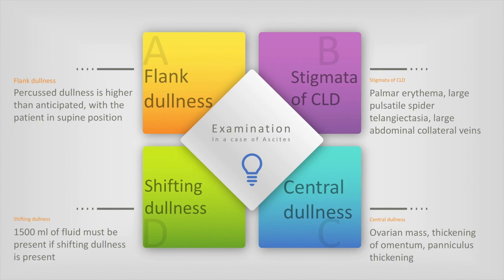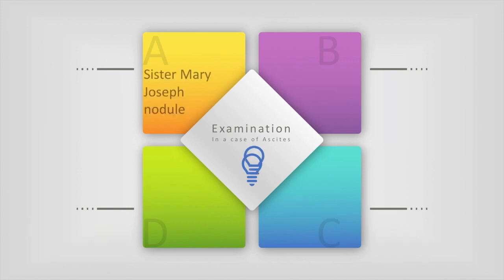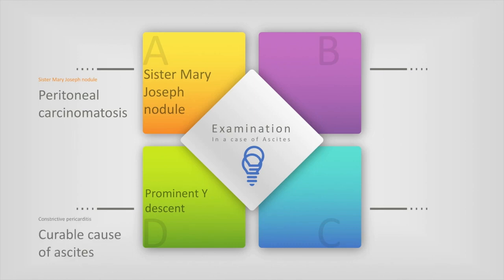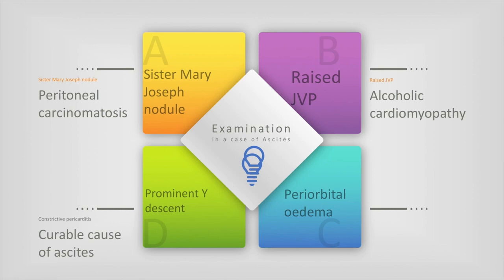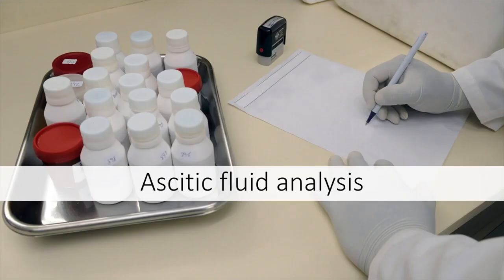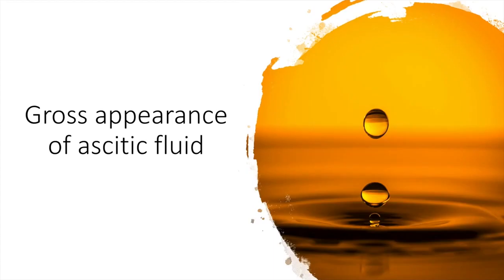Other aspects of examination in a case of ascites include Sister Mary Joseph nodule, which suggests peritoneal carcinomatosis. A prominent Y descent of the JVP can suggest constrictive pericarditis, and this is a curable cause of ascites. Raised JVP may also be present in alcoholic cardiomyopathy, and periorbital edema may suggest nephrotic syndrome as a cause of ascites. Ascitic fluid analysis forms an important part of evaluation and management of patients with ascites.